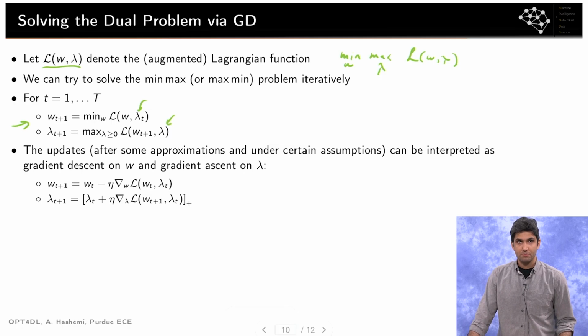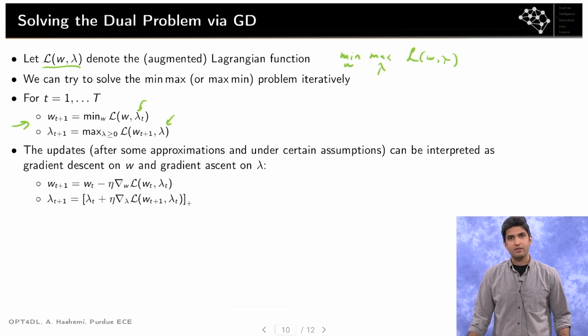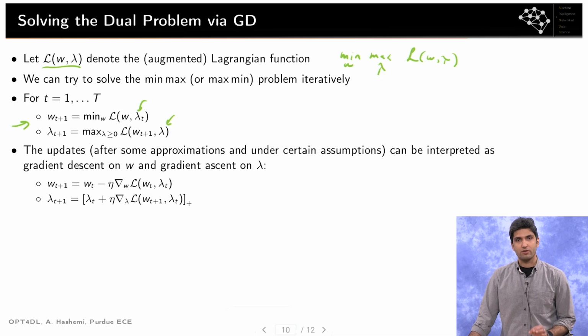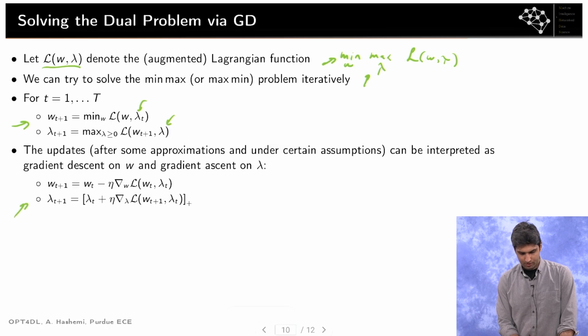Okay. Now we can actually relate this procedure to the ideas we've talked about in class so far, crucially gradient-based methods. In particular, after some approximations, for instance, writing the second order or the first order approximation of the Lagrangian around the current solution, and under certain assumptions, we can interpret this family of algorithms as applying gradient descent with respect to W, because we are minimizing with respect to W, and gradient ascent on lambda because we are maximizing with respect to lambda.